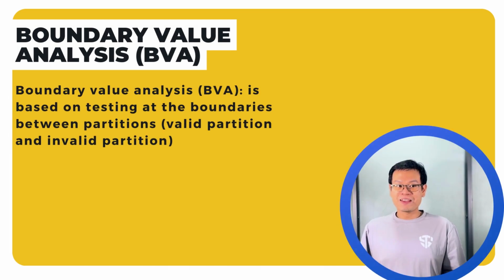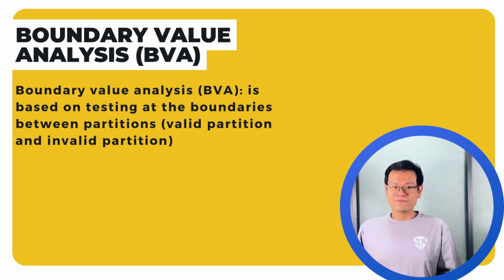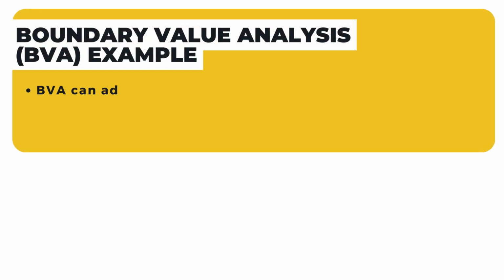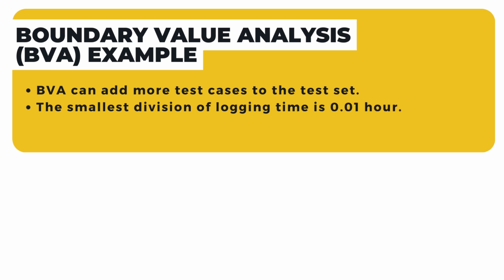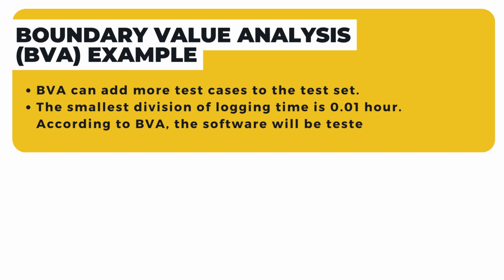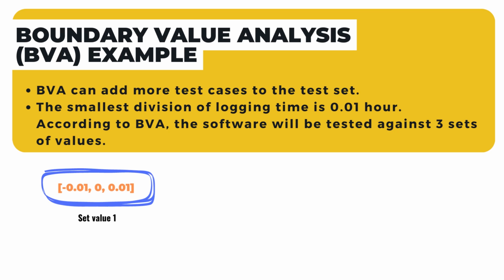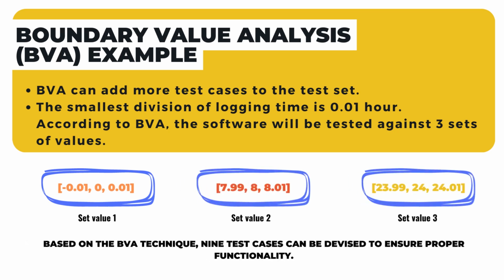So the second one would be boundary value analysis. It is based on testing at the boundaries between partitions. Let's continue with example 1. When we take boundary value analysis into account, we can add more test cases. So, for example, in the scheduler, the smallest division of logging time is 0.1 hour. According to boundary value analysis, the software should be tested against 3 sets of values. So in total, we will have 9 test cases.